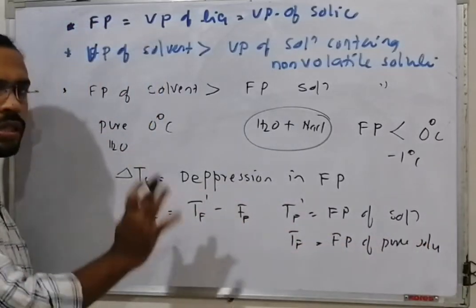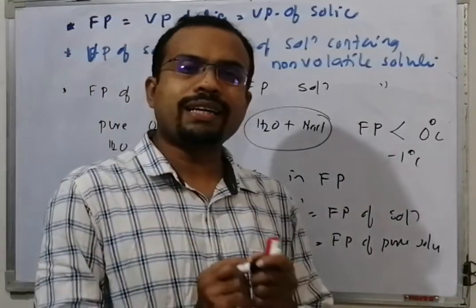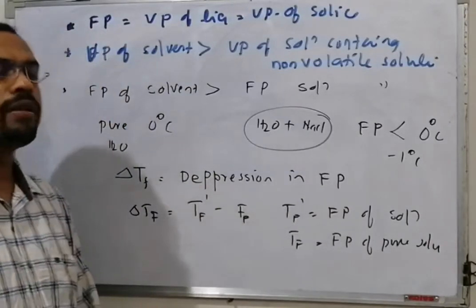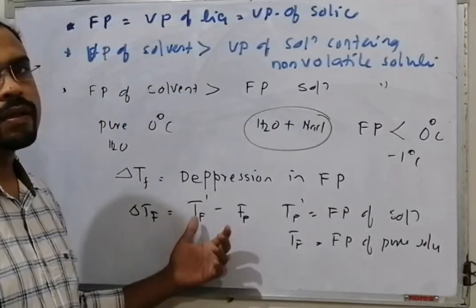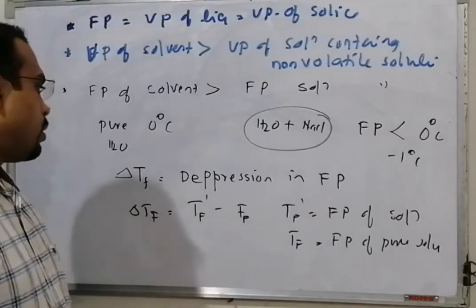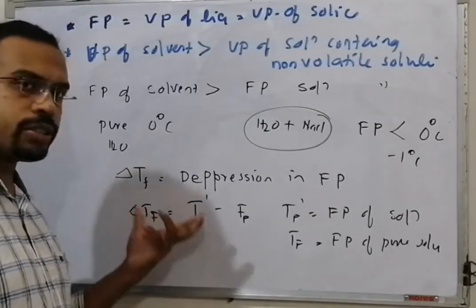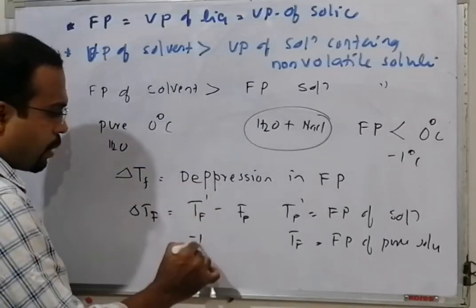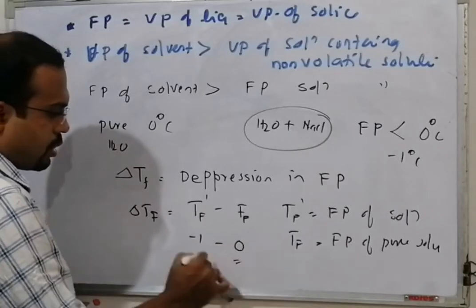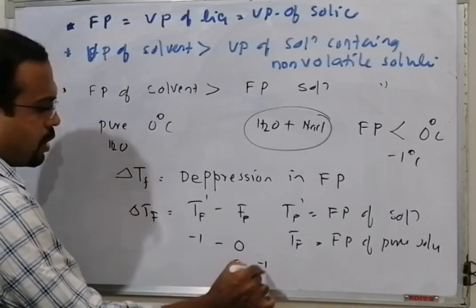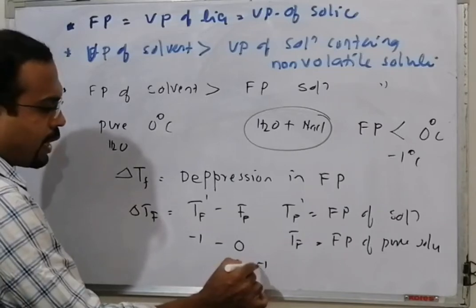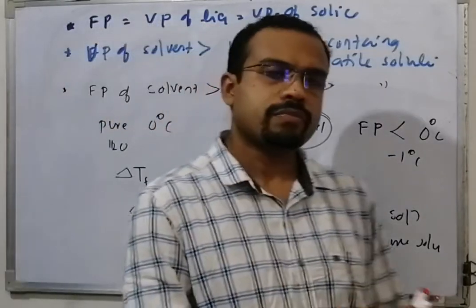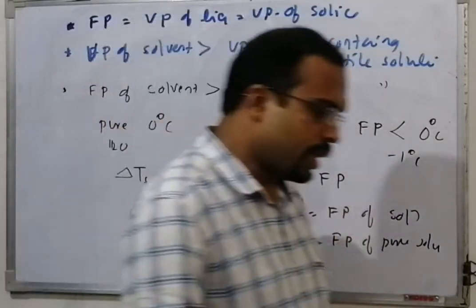This is always greater than this, therefore a negative value will be there. That negative sign has no meaning here. Don't worry about it. You just neglect that negative sign. We are focusing only on this magnitude. Normally, if you take the water, it will be less negative. Suppose it is minus 1, minus of 0, like that. Therefore, the value is minus 1. You neglect this minus, therefore your value is 1. Depression in freezing point.